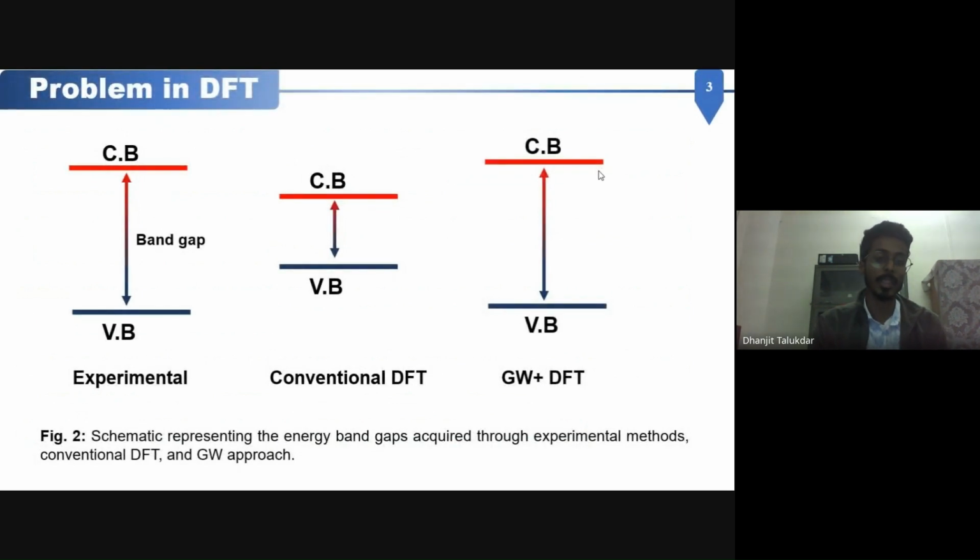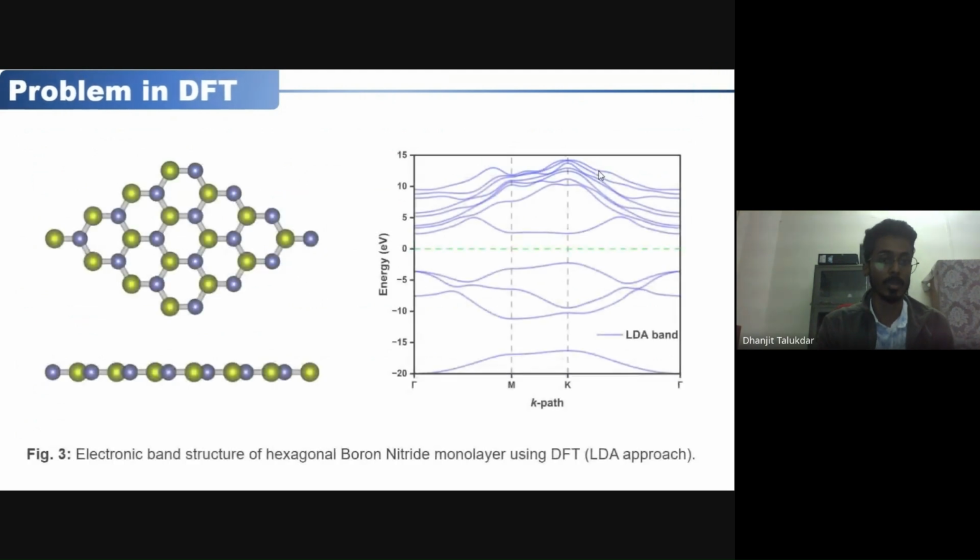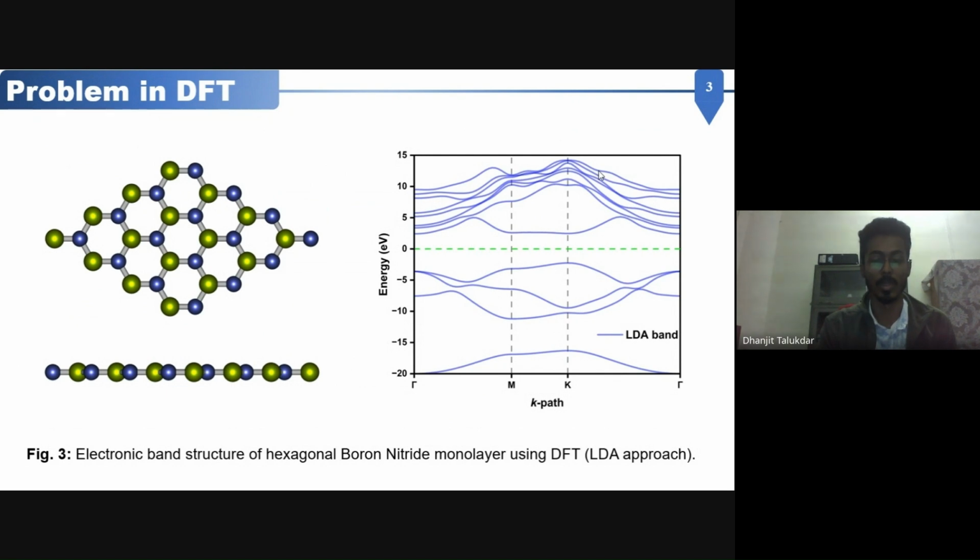Well, the main problem in DFT is that it actually excludes the electron-electron and electron-ion interaction, which is being incorporated in GW theory. So to have a better match with the experimental data, people nowadays opt for the GW plus density functional theory approximation. So that is what we have actually opted. For example, we have calculated the band structure of pristine hexagonal boron nitride using the local density approximation. This is actually the conventional DFT approach.